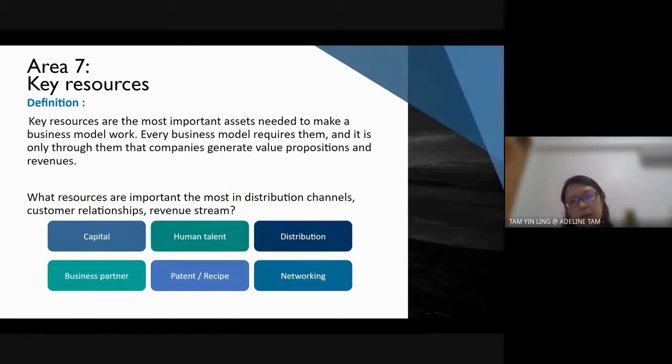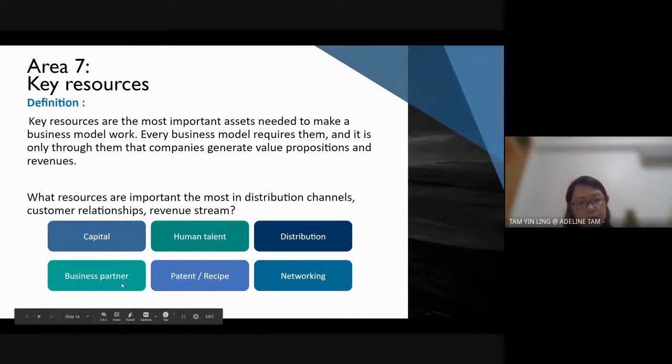Distribution. Let's say some of your members will do the distribution, then do they have the transportation? If they have to get a bus to deliver, it will be a big problem. When you are delivering in a rural area, not a city area, it is hard to distribute. Business partners, some provide you with resources, patterns or recipes, like I keep on saying recipe, and networking. The networking you have through your Facebook, through your Instagram, all will help you.